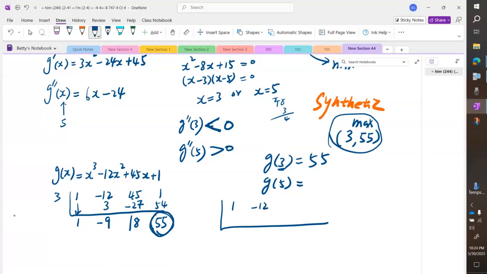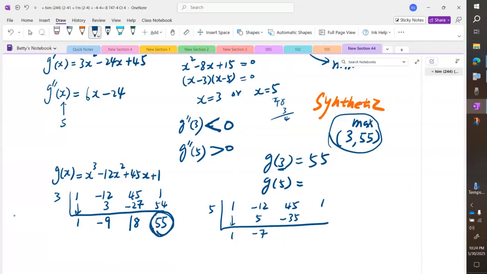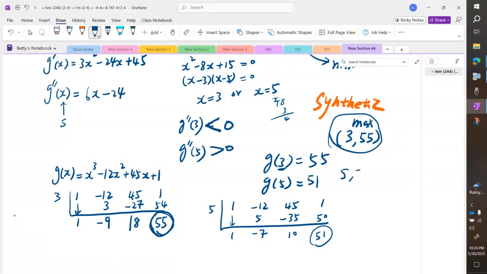So 1, negative 12, 45, 1. Put a 5 here. 1 times 5 is 5, negative 12 plus 5, negative 7, negative 35. 5 times 7 is 35, negative. 45 minus 35 is 10. 5 times 10, 50. 50 plus 1, 51. So the relative minimum point is 5, 51.